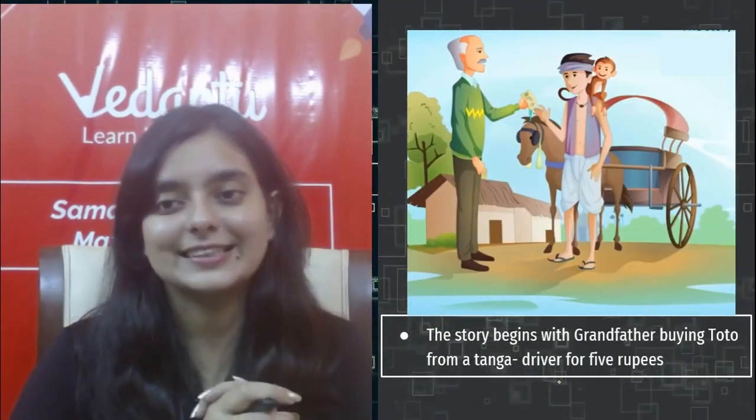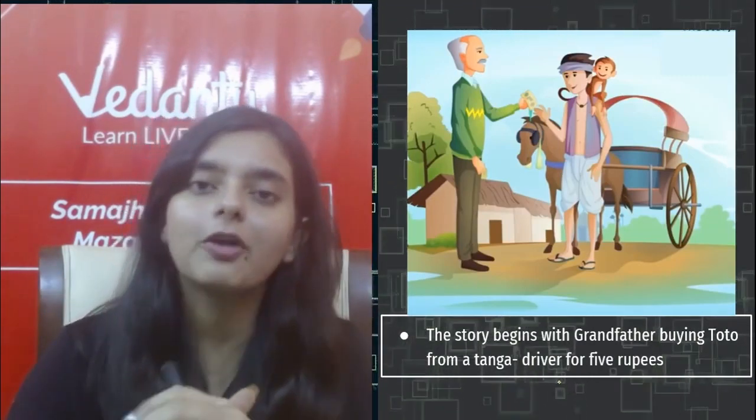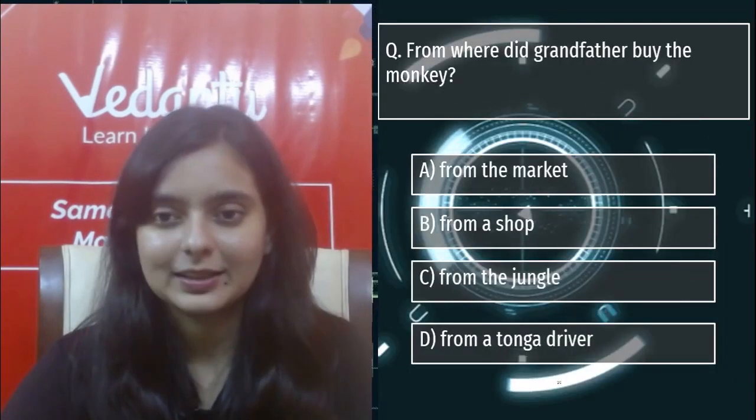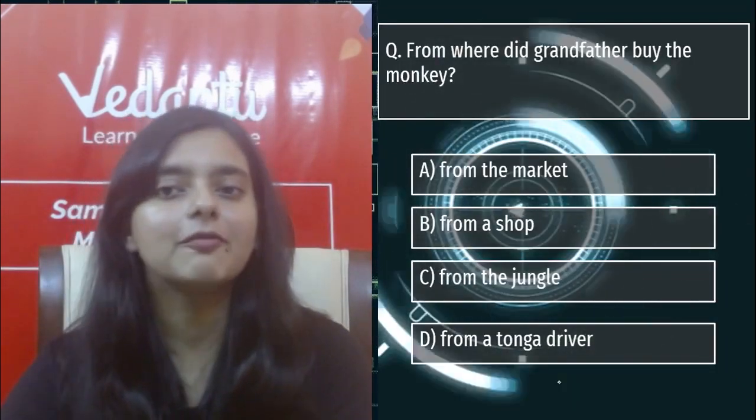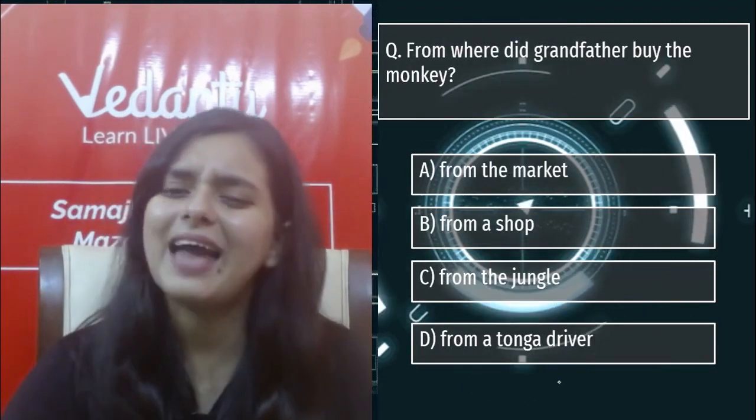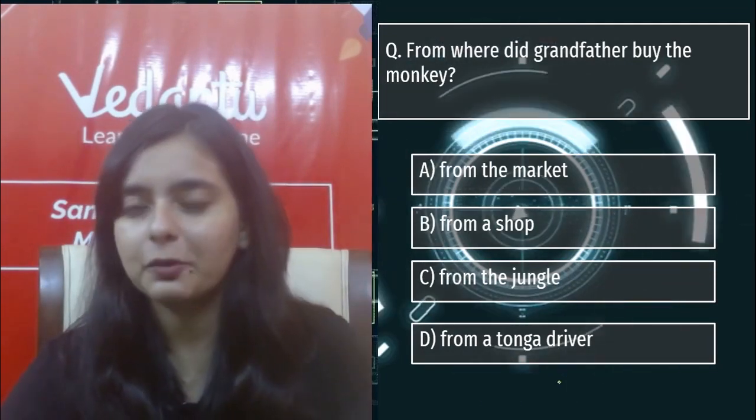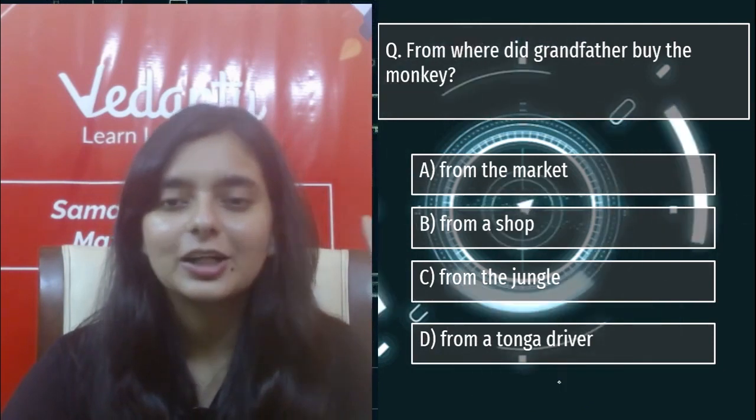He bought this monkey named Toto from a Tonga driver for 5 rupees. So question for you guys, from where did the grandfather buy the monkey? Very simple, you all know this answer. Put it down in the chat. 3, 2, 1. Yes, Tonga driver.